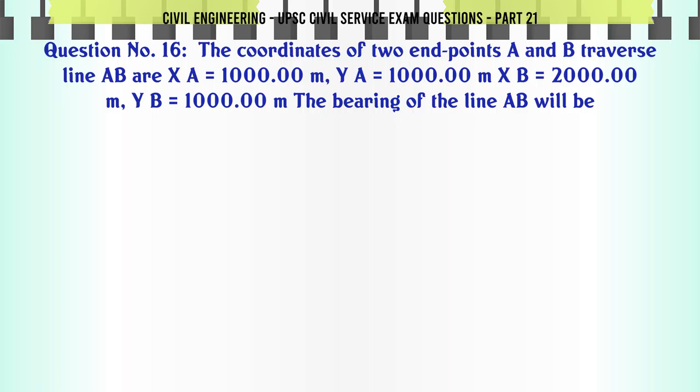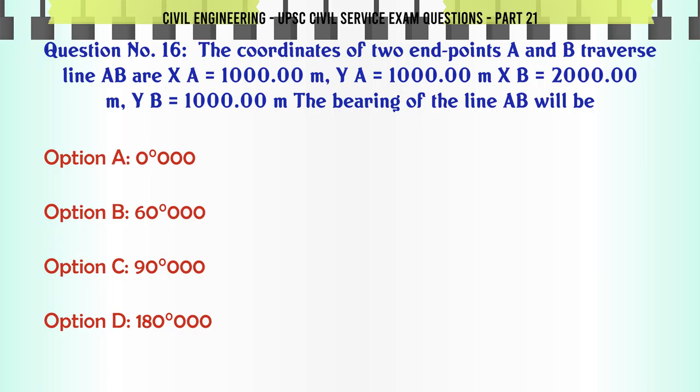The coordinates of two endpoints A and B of traverse line AB are: xA = 1000.00 m, yA = 1000.00 m, xB = 2000.00 m, yB = 1000.00 m. The bearing of the line AB will be A. 0°, B. 60°, C. 90°, D. 180°. The correct answer is 90°.